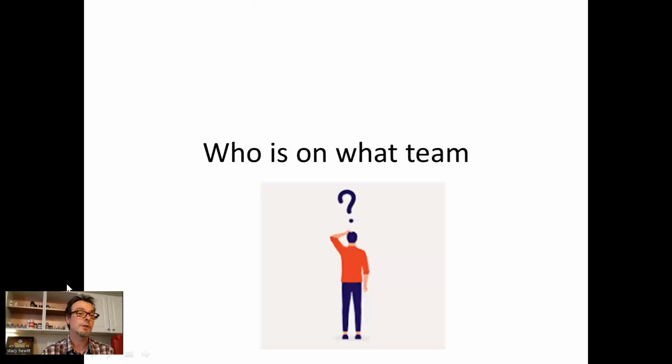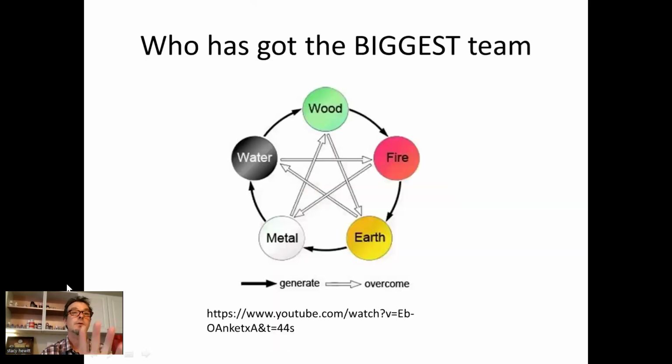So who is on what team? That's what we're talking about today. And like I said, who's got the biggest team is what we talked about last time. Just to give you a little recap, what we do is take the symptoms a patient has and put them in the appropriate bucket for the appropriate element. If they have a lot going on with the liver, we put it around the wood element. If they have a lot with the kidneys, it goes around the water element. If it's respiratory, more than likely it's going to go in the metal, and digestive stuff, more than likely it goes in the earth phase.